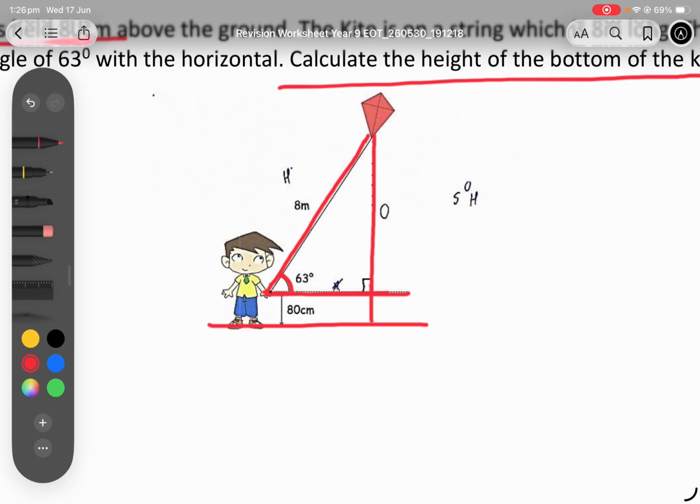So whatever you get for this particular side, you will also need to add the plus 80 centimeters to it.